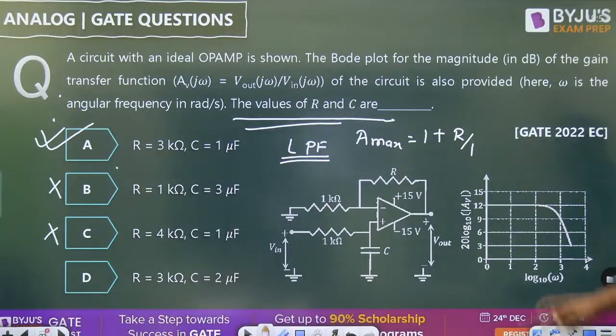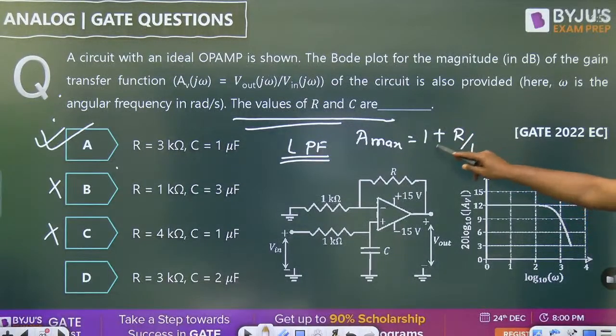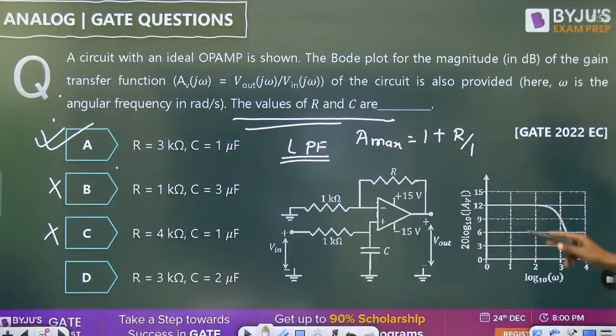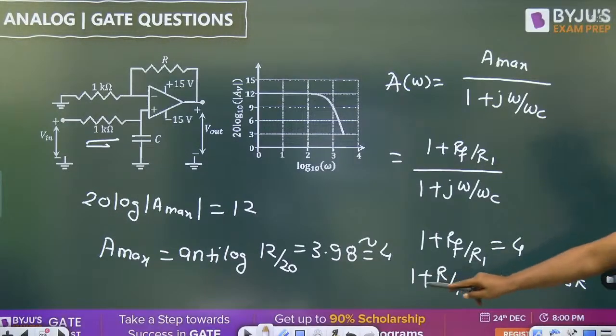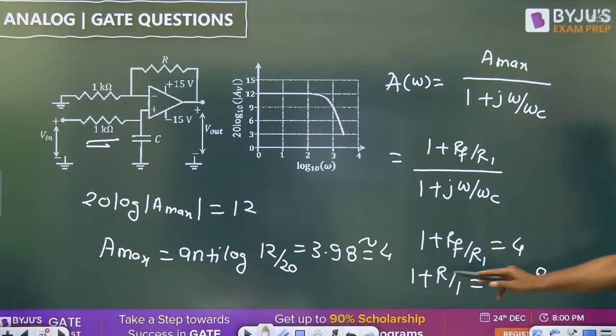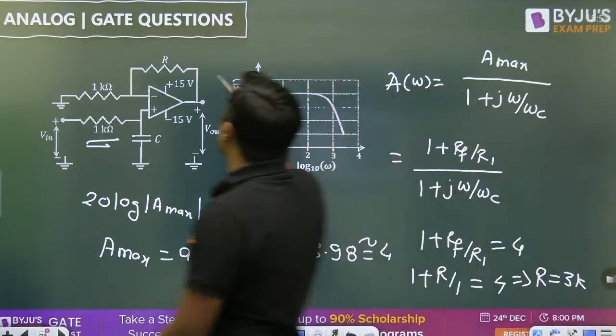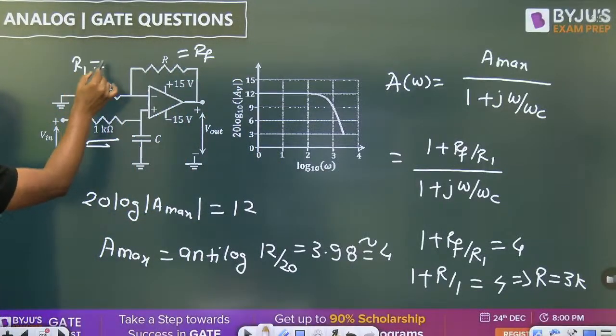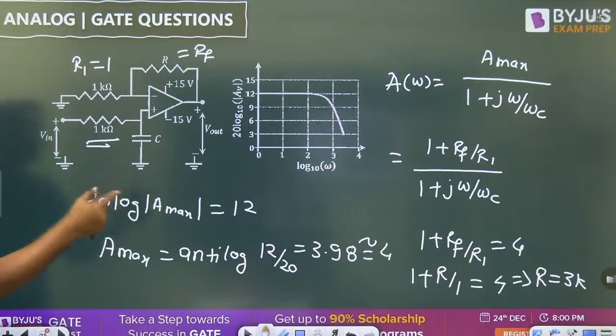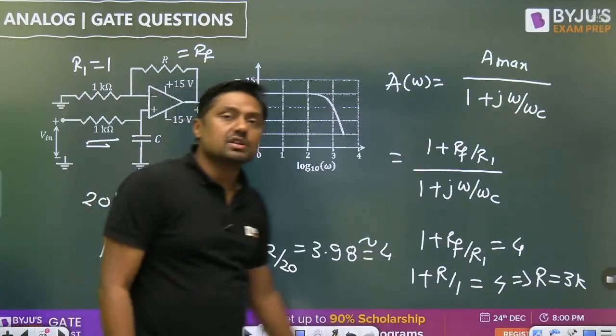Yes. 1 plus RF by R1, no? 1 plus RF by R1. R by R. This is R divided by 1 kilo ohm. Already I have divided. RF by R1 I have already given. That is 1 plus R divided by 1, which is equal to 4. So what is R divided by 1? This is R. 4 minus 1. R will become 3 kilo ohm. Very simple, because the value of RF is R. And what is the value of R1? 1 kilo ohm. And that's why the answer is in what? Kilo ohm.